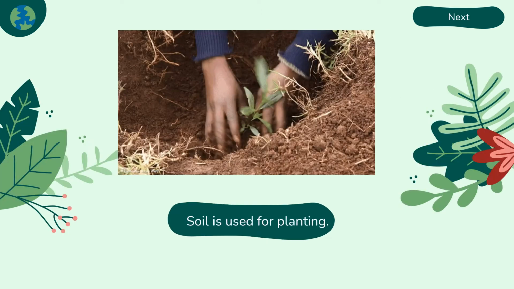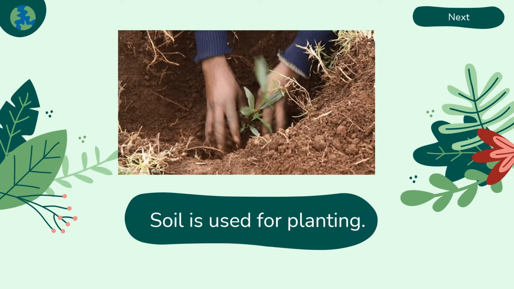Next is soil. Soil is used for planting. It is very useful for us because this is where we plant our vegetables and fruit. If we don't have soil, then we can't eat.